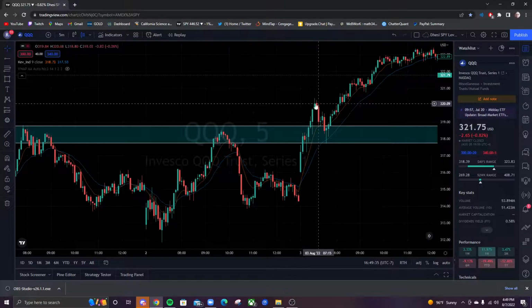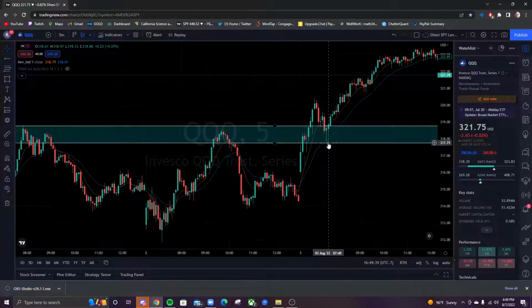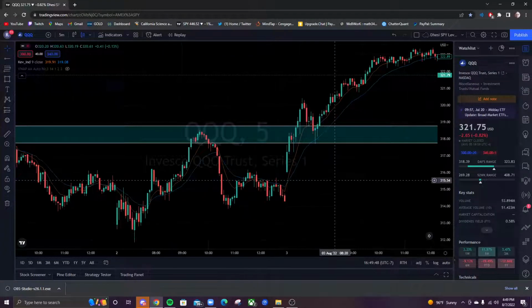So we had this tweezer top here, perfect tweezer top, and we come and retest the EMAs. We come lower and test the 9 EMA. We get a little quick bounce, but nothing really too convincing. Then we get this knife candle, and we push even lower. So here's what I'm watching.